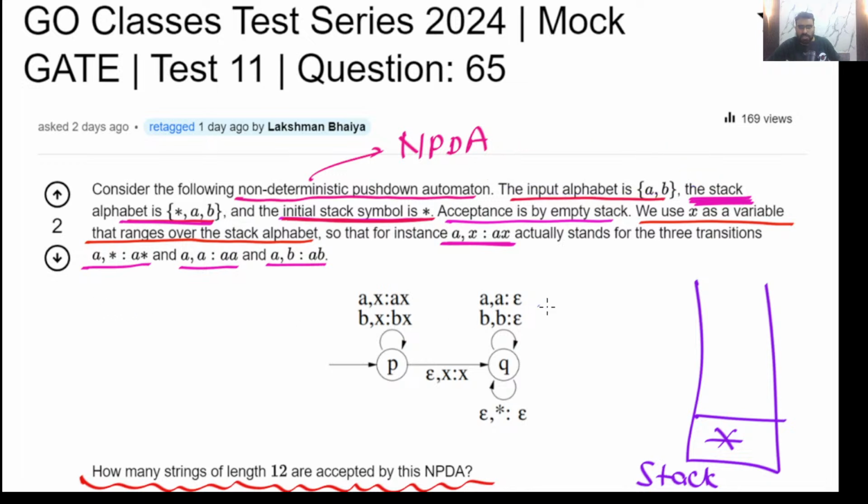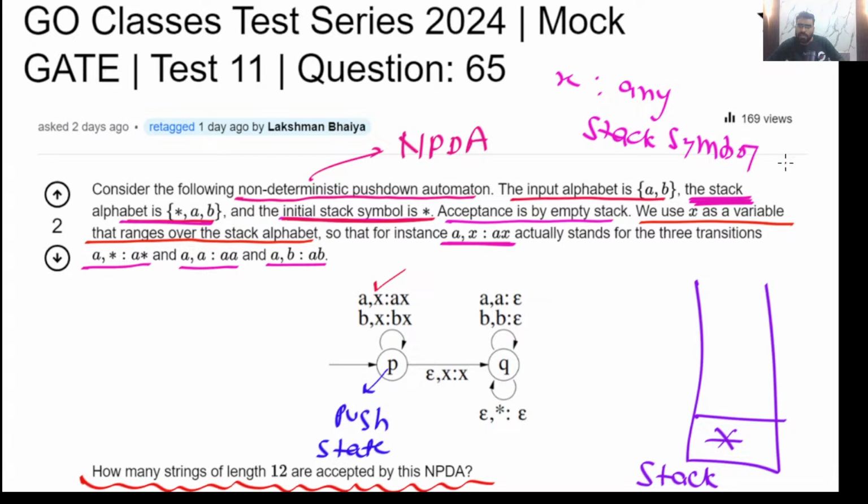So if I give you some string, notice when that string is going to be accepted. See, this is a push state. Yes or no? This is a push state because you are pushing everything. Whatever top of the stack symbol is there, this X can be any stack symbol. So remember, X can be any stack symbol. You are pushing A, then you are pushing B.